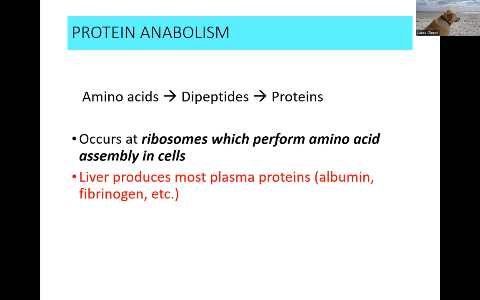We create proteins by taking amino acids and binding them together for dipeptides and larger proteins, polypeptides, and we do that a lot in the liver to make things like albumin. Remember that the ribosomes, which perform amino acid assembly in cells, can do that on their own there. The liver will use proteins to form your plasma proteins like albumin, fibrinogen, and different antibodies.